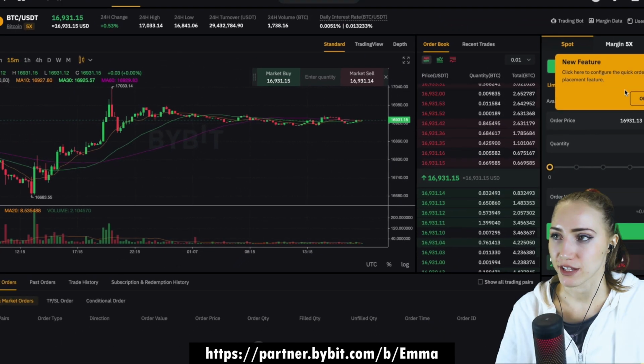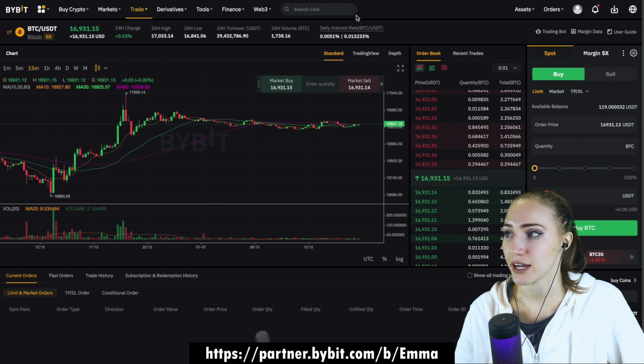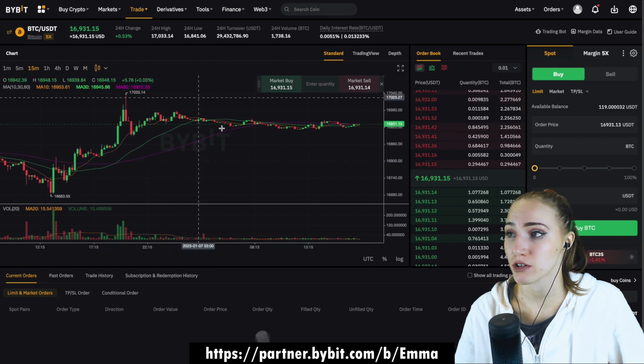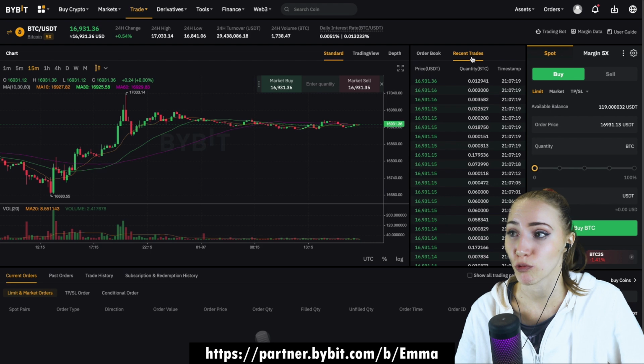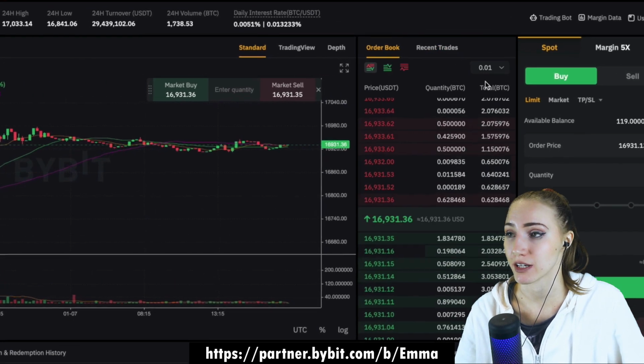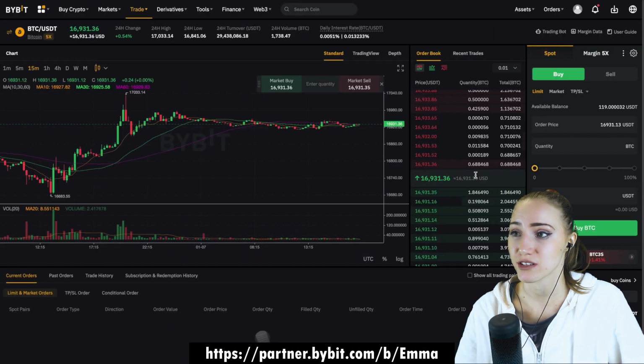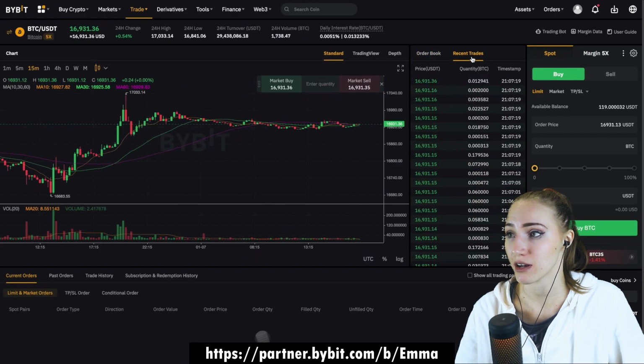To trade, we need to click on spot trade and choose the coin that we want to buy, for example Bitcoin. Actually, this kind of trading is the safest one because we do not trade with leverage, we just buy the equivalent amount of cryptocurrency for 1 USDT. There's a chart displaying price changes, an order book, and recent trades. To buy, we need to go to the section with the buy button.